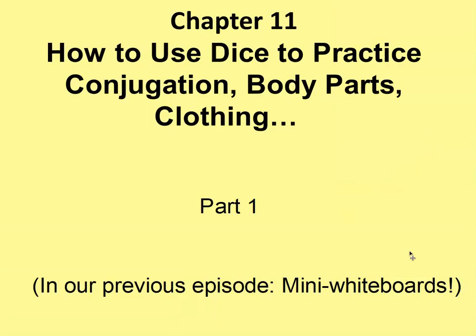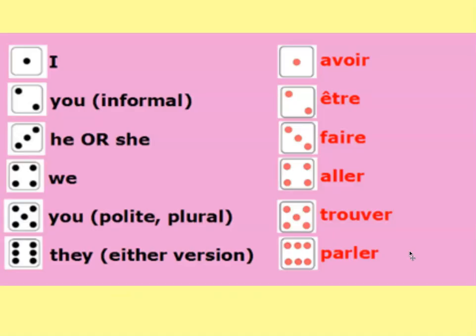All right, so we're on chapter 11 of my book, How to Use Dice to Practice Conjugation, Body Parts, Clothing. In our previous episode, we talked about mini whiteboards, making your drill and kill feel more like a game. Now we're going to talk about how you can use dice to make it feel more like a game.